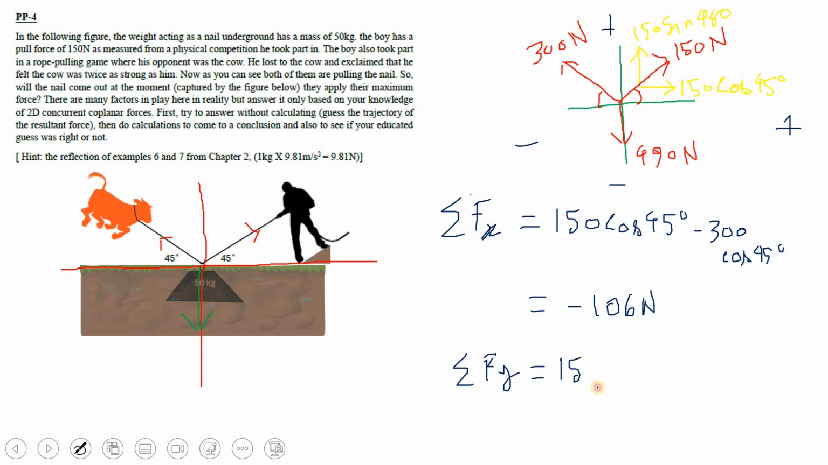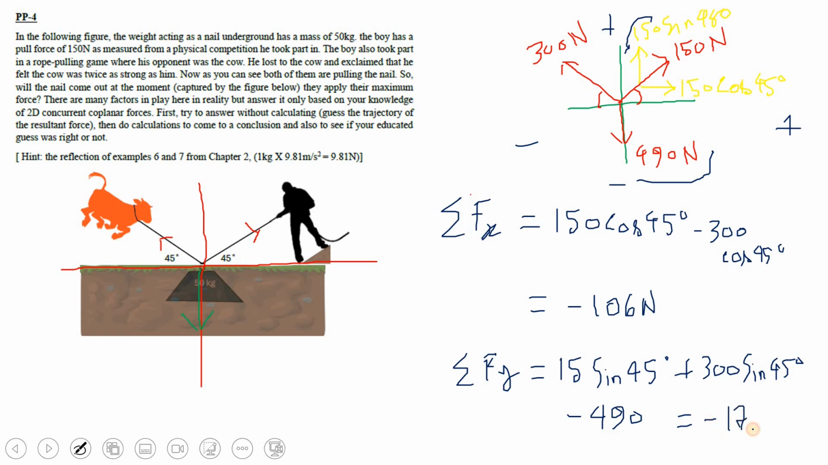Now if we want to calculate summation Fy, summation of forces in the y direction, we will have 150 sine 45. It's going upwards, that's why it's positive. And then we have plus 300, similarly, sine 45 degrees. And then we have this 490 newton, which is going downwards. So that's going to be a negative 490 newtons. So it comes out to be negative 171.80 newtons.